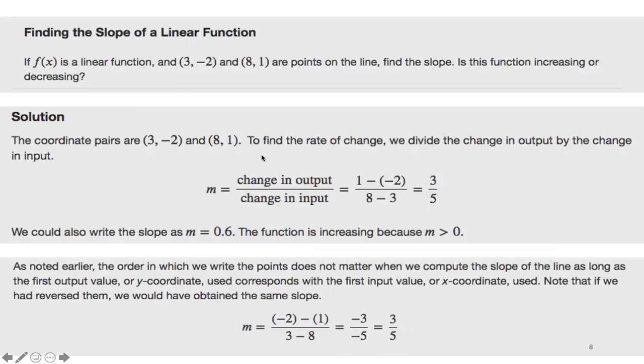Note that the order of the (x1, y1), (x2, y2) doesn't matter. For example, if I were to switch the 2 and put, instead of 1 minus negative 2, negative 2 minus 1, and then I similarly switch the x values. So instead of 8 minus 3, 3 minus 8, I get the same slope. So it doesn't matter whether I call this first point (x1, y1) or (x2, y2). The slope will be the same.